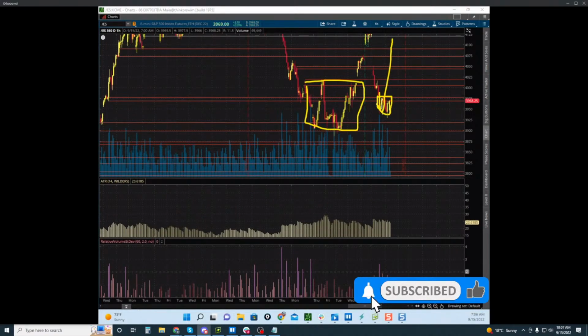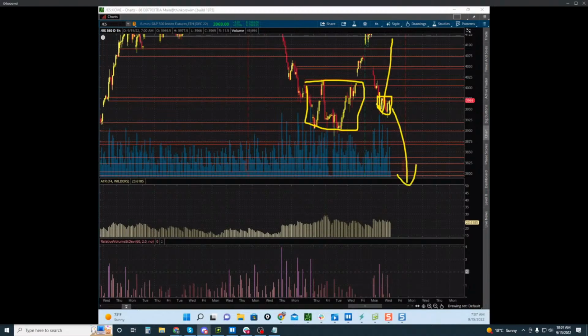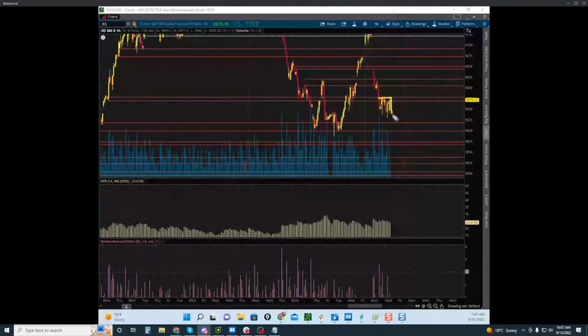So I'm leaning towards this type of move based on, one, it had its chance to continue to rip higher, it didn't happen, and now it had its chance to bounce off this high volume node, and instead we just built more balance right here. So the move out of this balance area is very likely going to be the extended move.